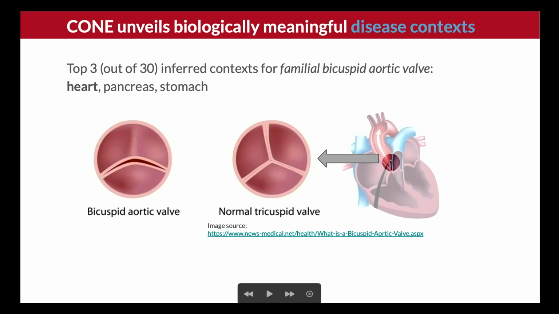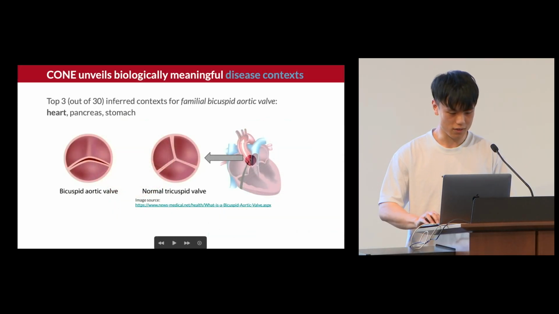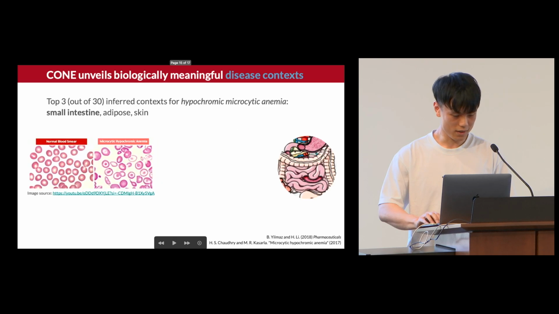Here are just some simple examples. I'm happy to tell you more about it in the poster session. So for example, for familial bicuspid aortic valve, using the CONE method, we found that heart is one of the top associated contexts, which is pretty intuitive.